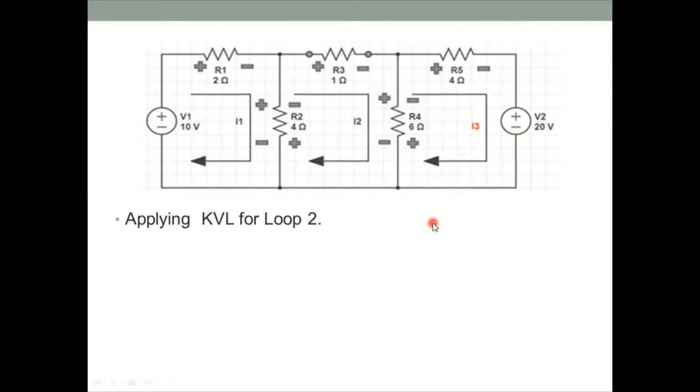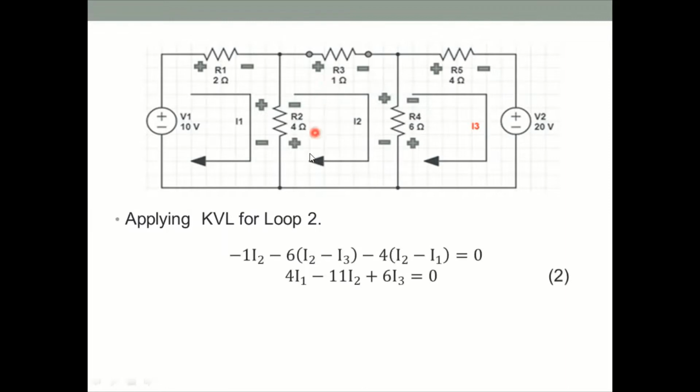Applying KVL for loop 2, what do we get? We are going to start from this R3 now. So we get the equation as minus 1 into I2, next minus 6 into (I2 minus I3), next minus 4 into (I2 minus I1), which is equal to 0. If you solve it, we get 4I1 minus 11I2 plus 6I3 equals 0. This is our second loop equation.